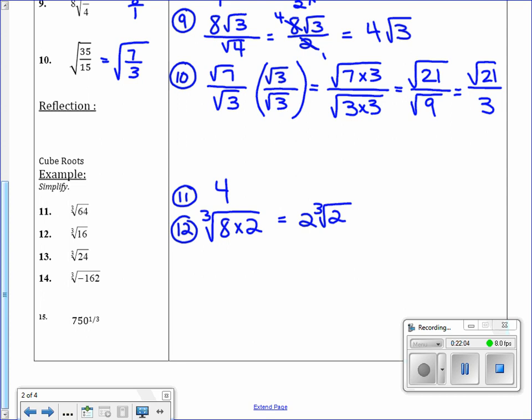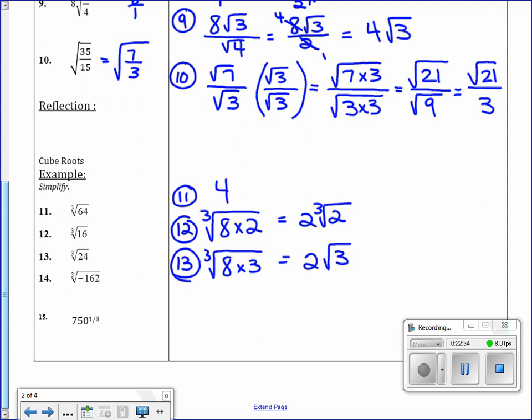For number 13, again, we're just doing pretty much the same thing we did on our first page of notes, except we're considering it in cube form instead. The cube root of 24, again, the cube root of 8 times 3. So I end up with 2 times the cube root of 3.